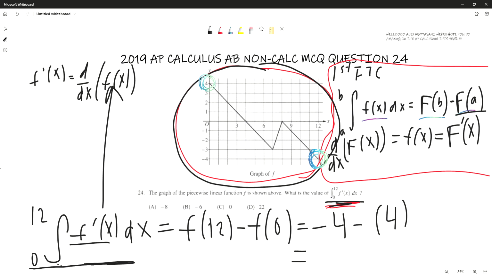And now all we have to do is negative 4 minus 4, and hopefully you know how to do this. It equals negative 8. And let's see, is negative 8 one of the answer choices? Yup, negative 8 is indeed one of the answer choices. So the answer to the 2019 AP Calculus AB Non-Calc MCQ question 24 is negative 8, answer A.